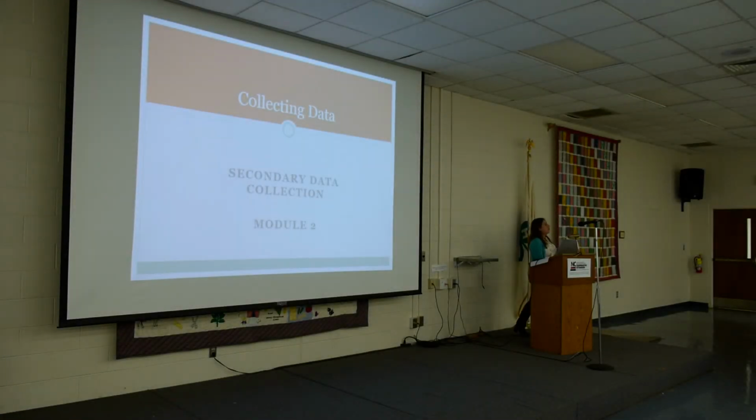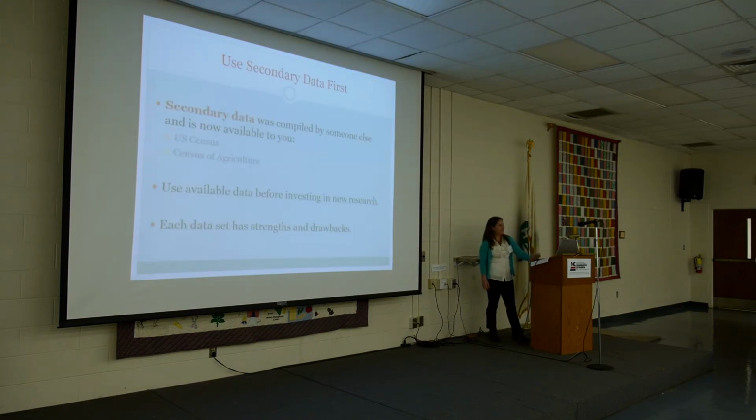Module 2 looks at what secondary data sources are out there. And then in Module 3, we're going to look at, if I've got to collect my own primary data, what does that look like? Well, let's start talking about secondary data first. So secondary data is basically data that was compiled by someone else and is now available to you.